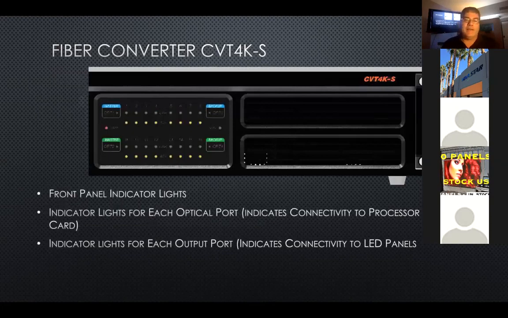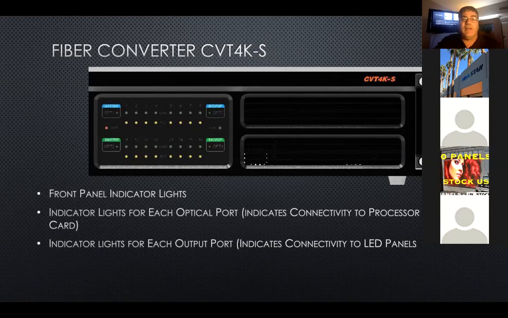You've got indicator lights that are pretty basic. You've got indicator lights for your optical ports, which are listed as master and backup. So the master on the upper one is ports 1 through 8. The backup for the blue on the right is ports 1 through 8, and then the greens on the bottom. All it indicates to me is that I have connectivity between the CVT 4K and the processor.